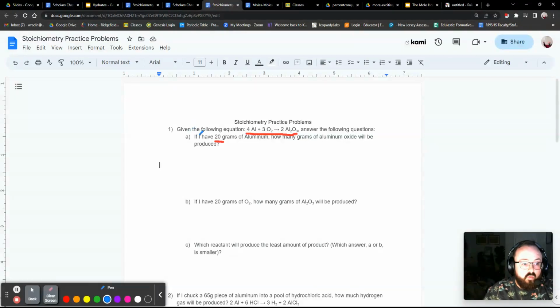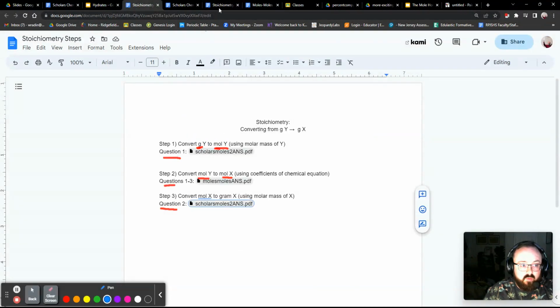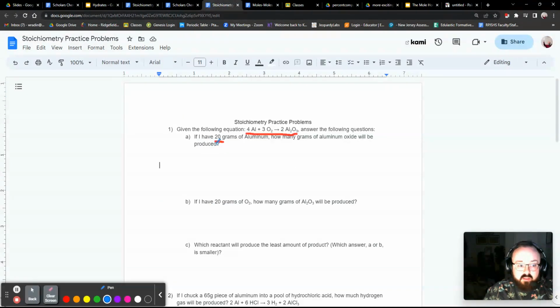So what we need to do is first convert grams of Y to moles of Y. And how do I know what it is? Well, it's whatever I give you: 20 grams of aluminum. This is not set up in the steps, but I'm going to color code it. My blue is just going to be step 1.